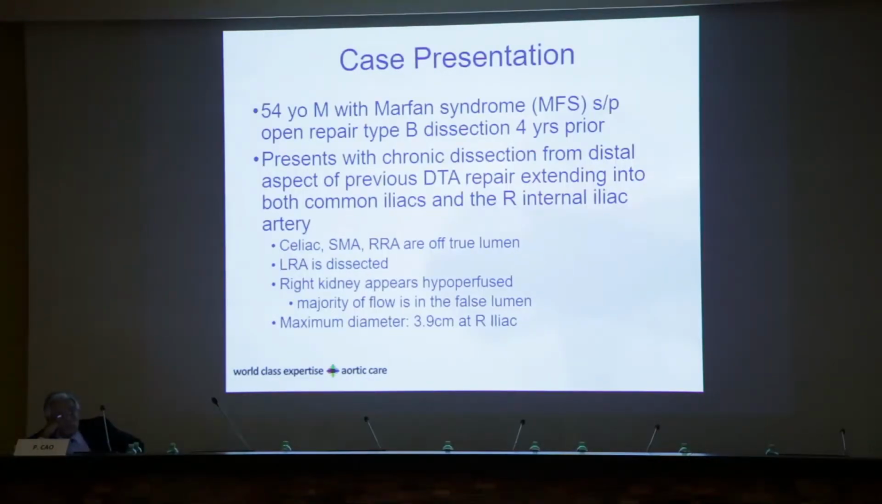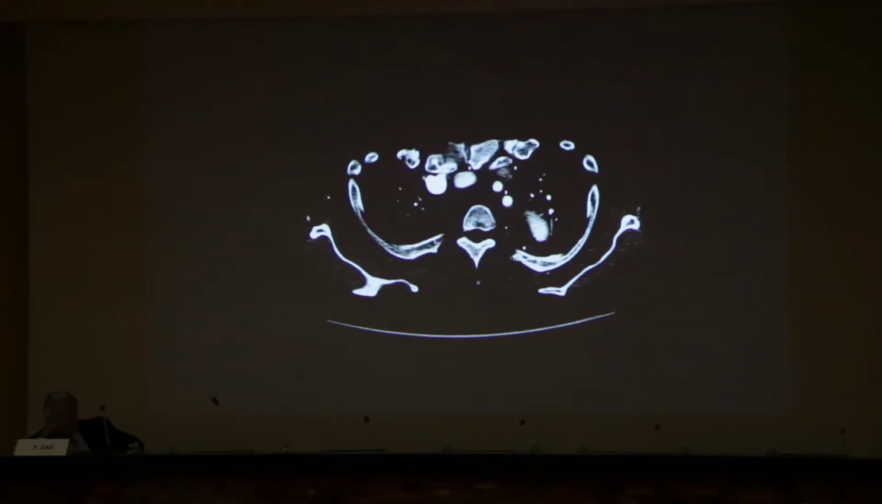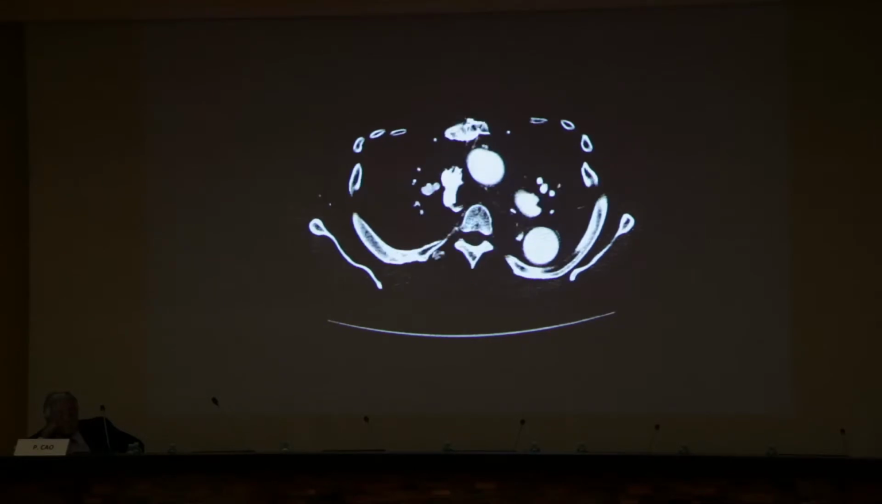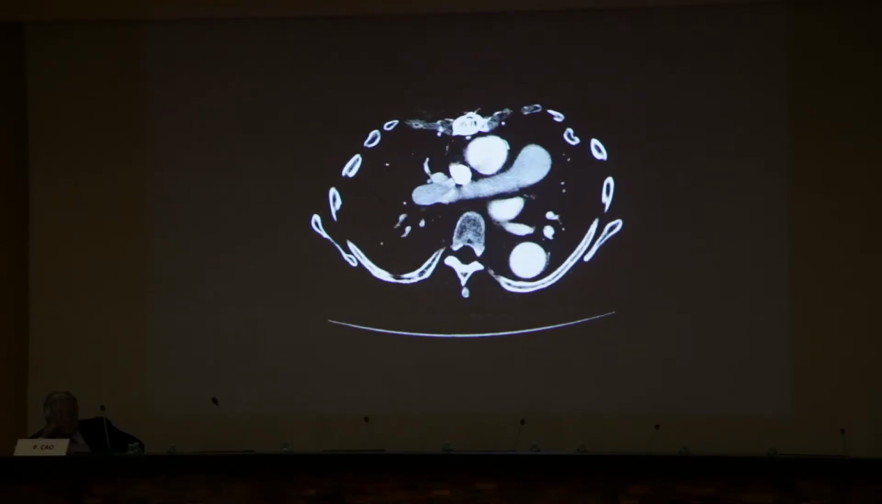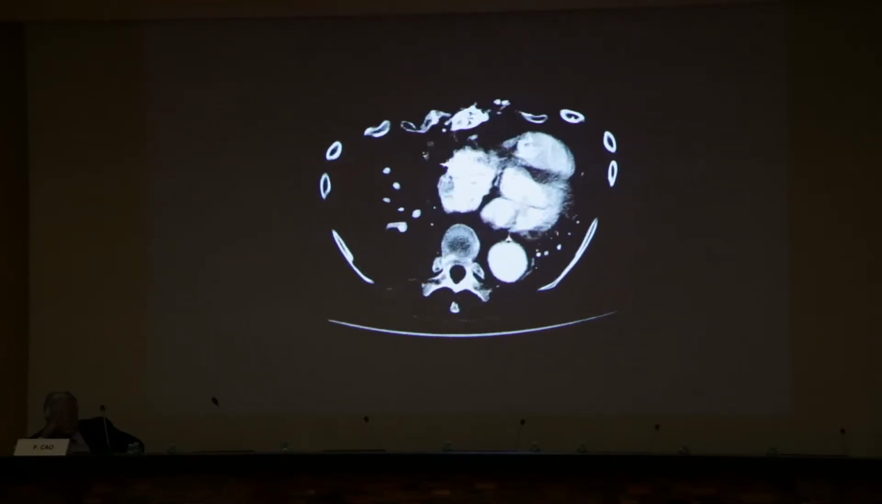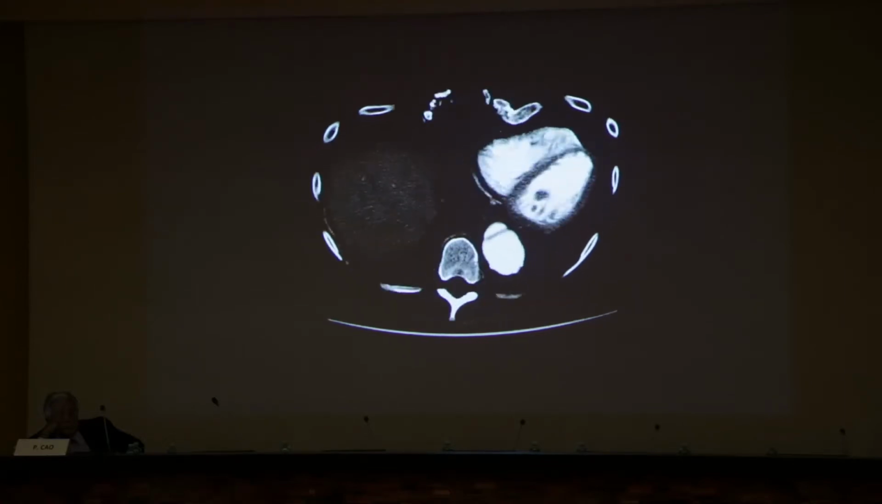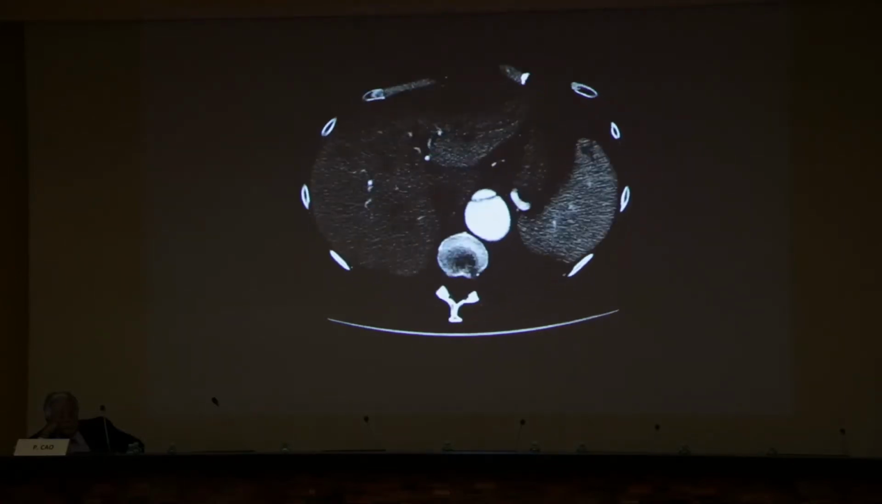I thought it would be kind of cool, because it's always nice to look at pictures, to do a case. This is a Marfan's patient treated quite a few years ago with open repair of the thoracic aorta and then a residual dissection left behind in his visceral aorta. And you can see that the true lumen is extraordinarily tight.